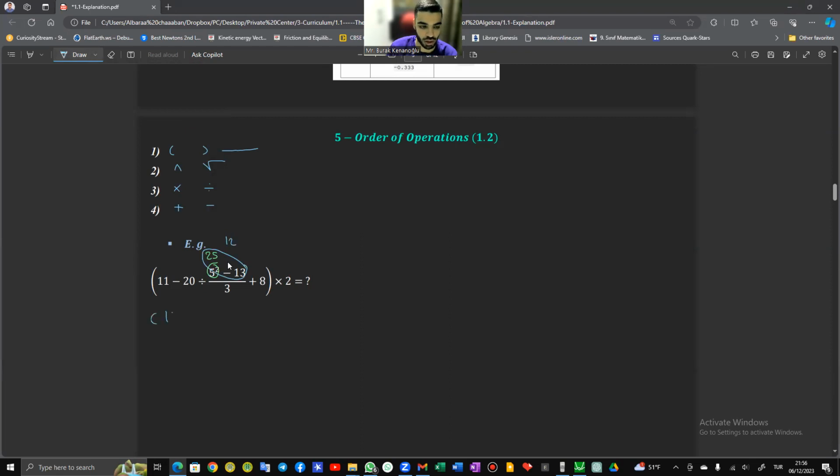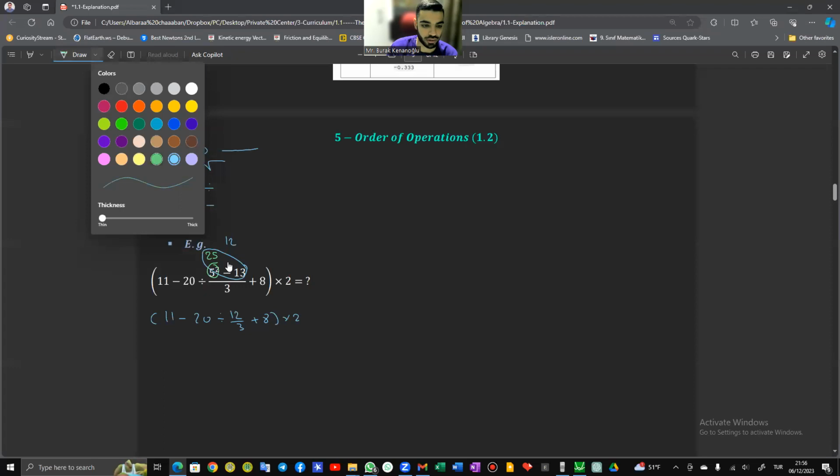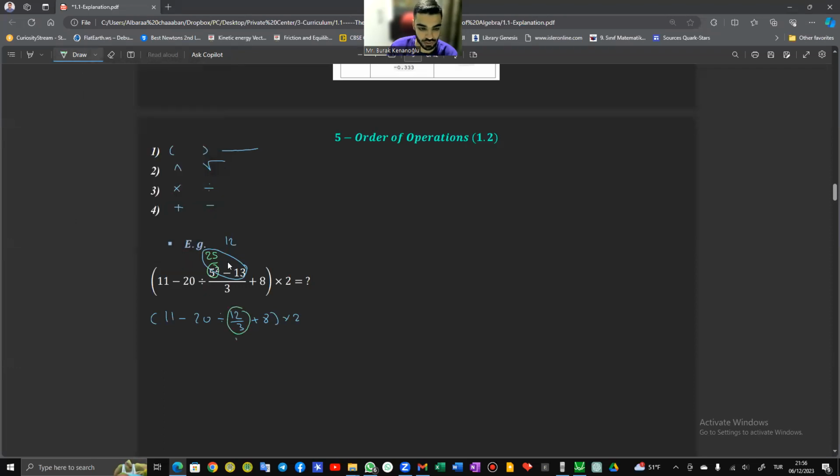So what do we have now? 11 minus 20 divided by 12 over 3 plus 8 multiplied by 2. Now here we have to solve the fraction. 12 divided by 3, which is 4. Now what do we have here? Minus, multiply, divide, and plus. So we start with the divide, right?